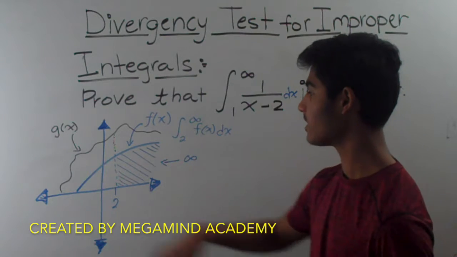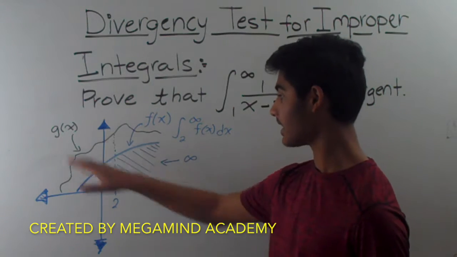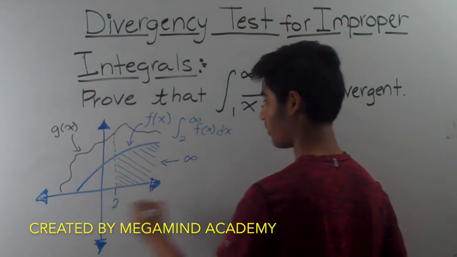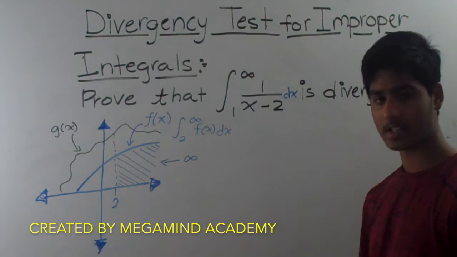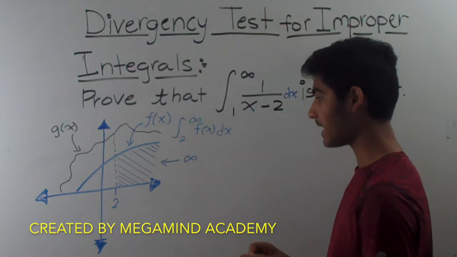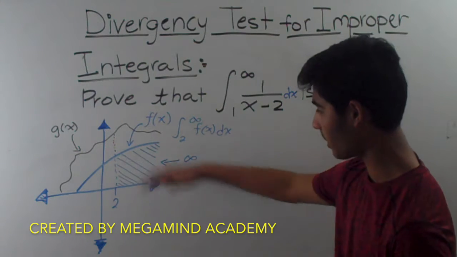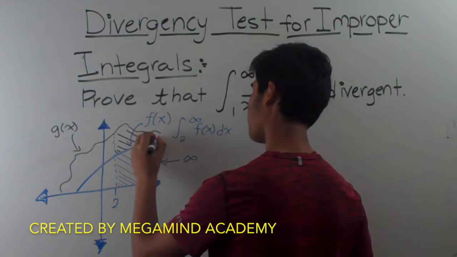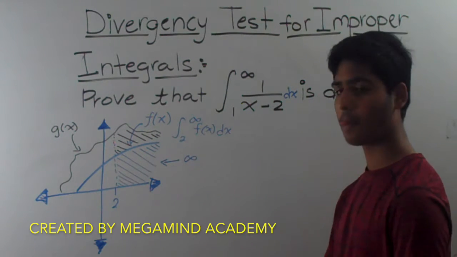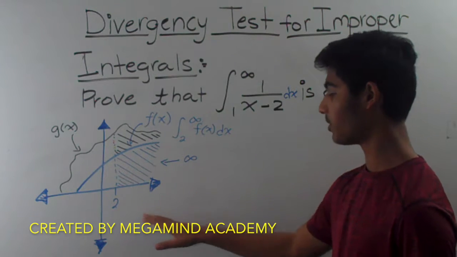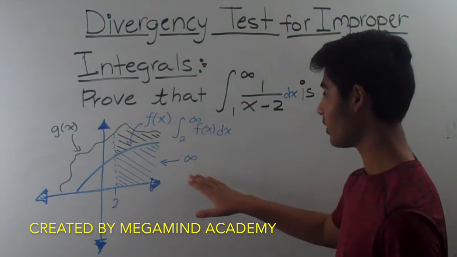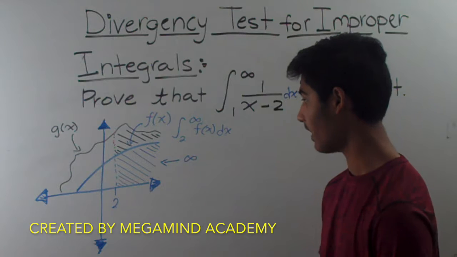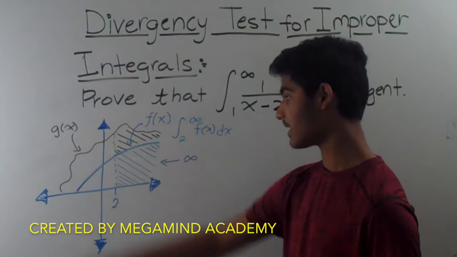Well, if we know that g of x is greater than f of x for all x values, so all of the y values of g of x from 2 to infinity onwards are greater than all of the f of x values, then that means that the area of g of x from 2 to infinity will also have to be greater than the area from 2 to infinity of f of x. And if the area of f of x from 2 to infinity is infinite or divergent, then that means that the area from 2 to infinity of g of x is also infinite or divergent. So that would mean that g of x is divergent.